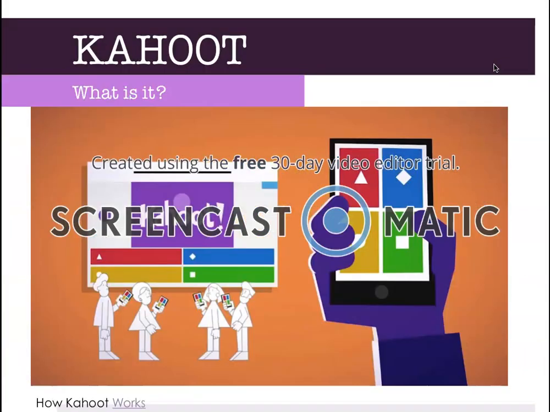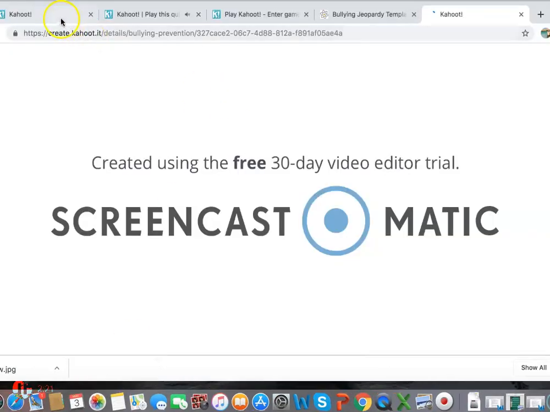So the first thing I'll be talking about today is Kahoot. I've chosen to talk about Kahoot as it is one of my favorite online learning tools I have come across. Kahoot is a fun learning platform where teachers can create quizzes, discussions, or surveys involving all their students. So just a quick view of how it works.